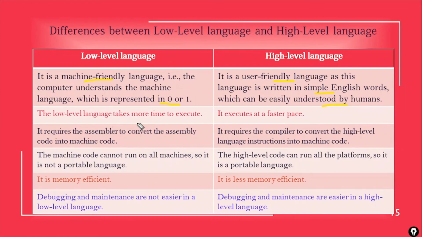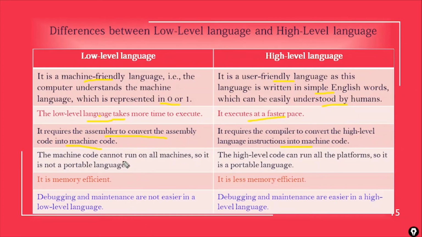Low level language takes more time to execute and high level language executes at a faster pace. Low level language requires the assembler to convert the assembly code into the machine code. High level languages require the compilers to convert the high level language into the machine code. Here for low level assembly language we require the assembler, and for high level languages we require the compiler to convert into machine code.